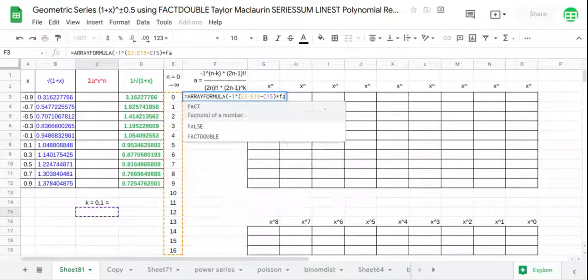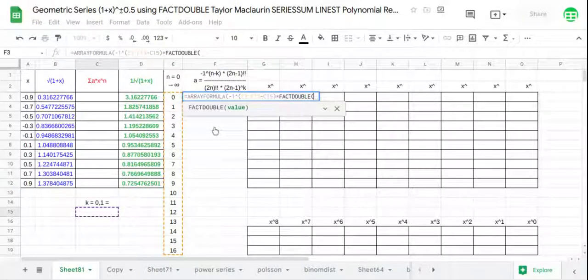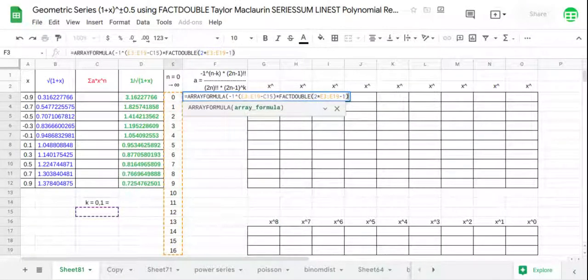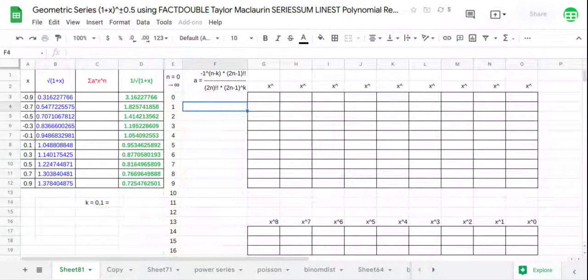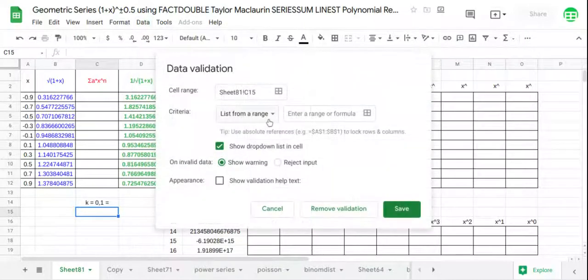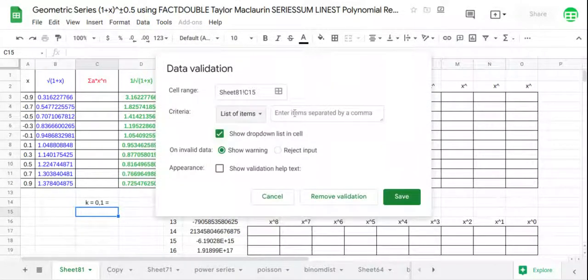times double factorial. That's double factorial 2n minus 1. So 2 times n minus 1. You completed the numerator. And our value of k will be data validation, list of items, 0 or 1. And save.